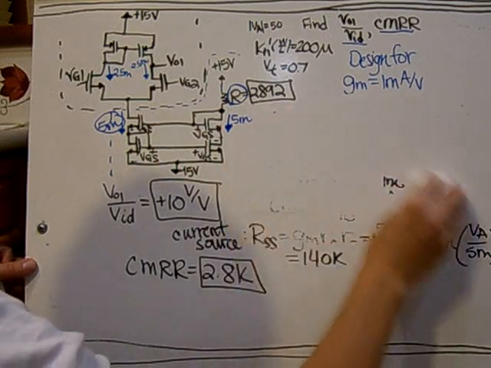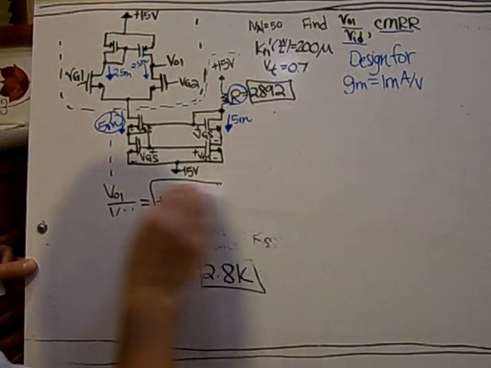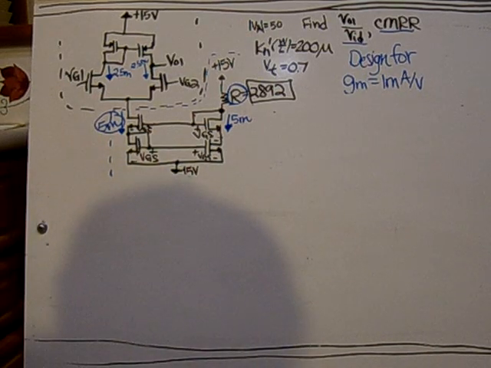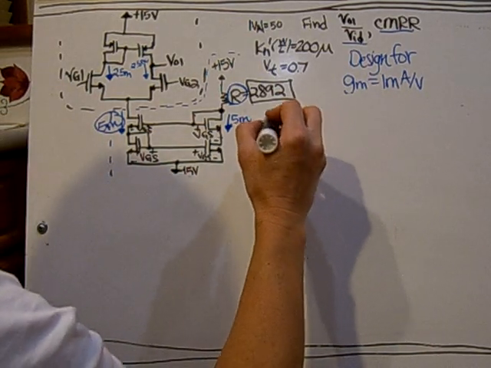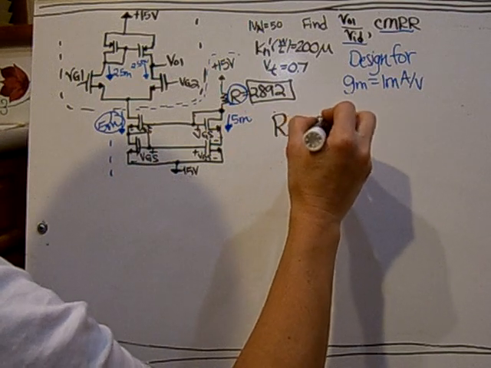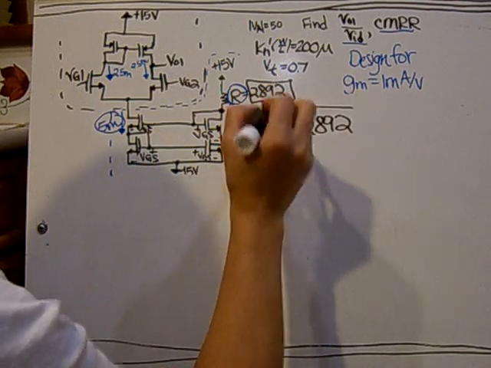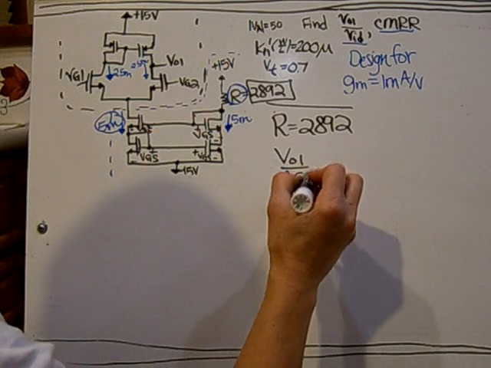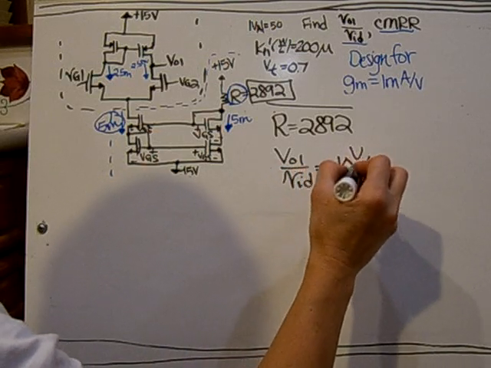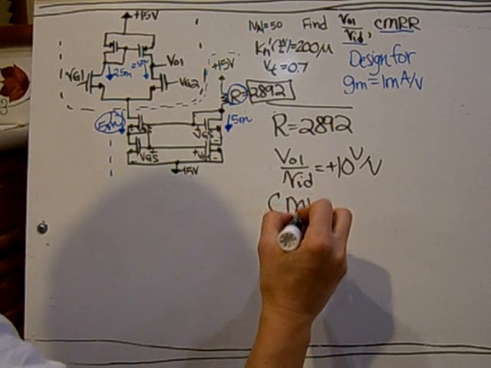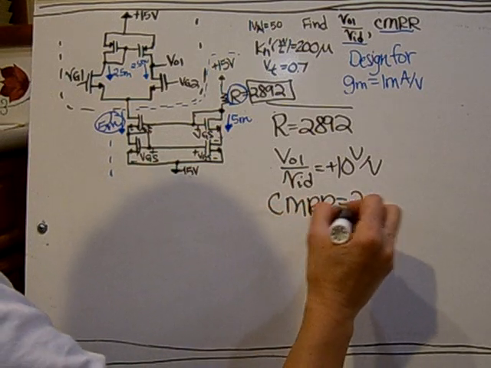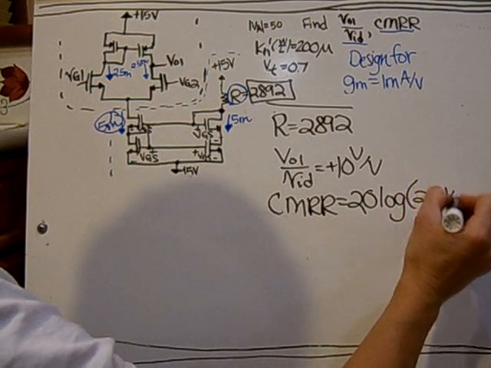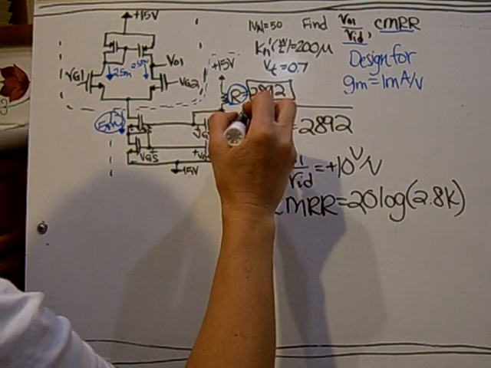So writing these down in summary, we designed for R, which was 2892, and then VO1 over VID was 10 volts per volt, and the CMRR is 20 log of 2.8K in dB.